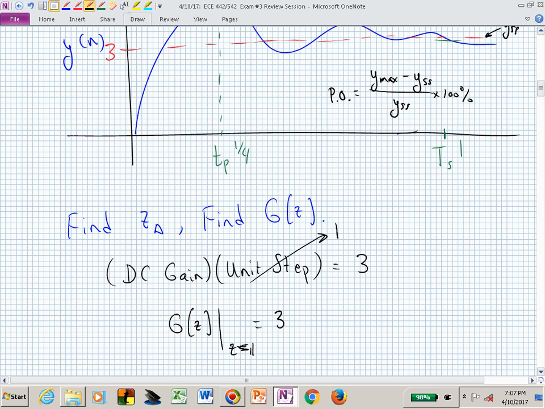So hopefully there's a parameter in my G of Z formula that will allow me to solve for that parameter to obtain a value of 3. But this may be the last step in my G of Z determination.